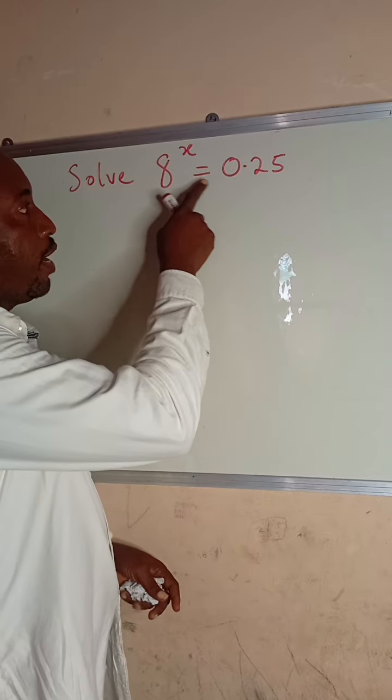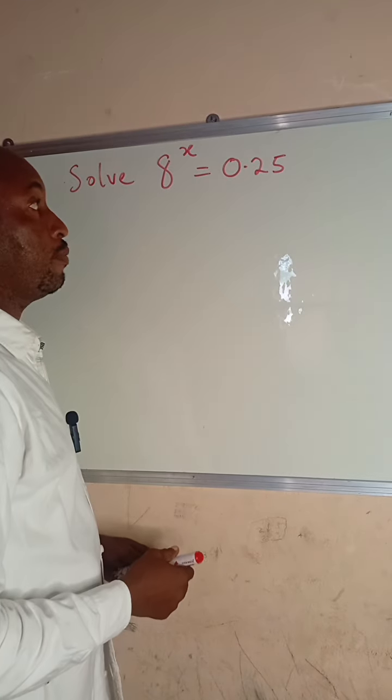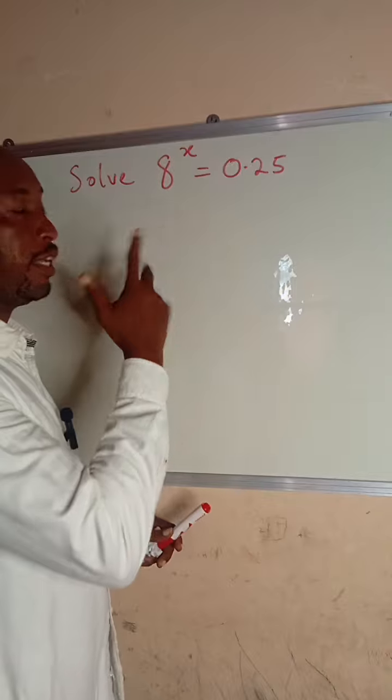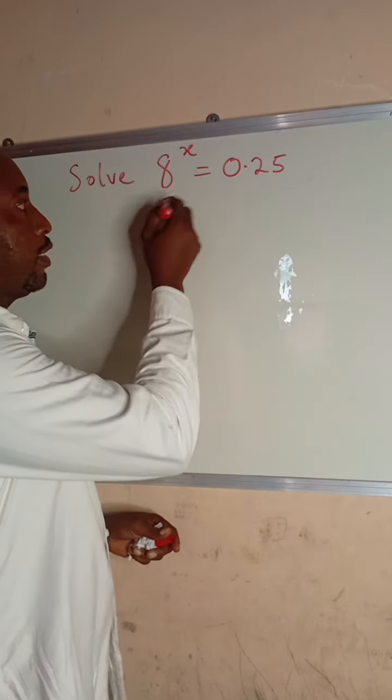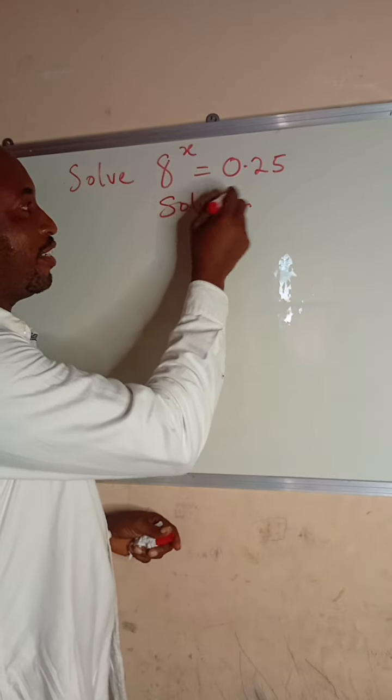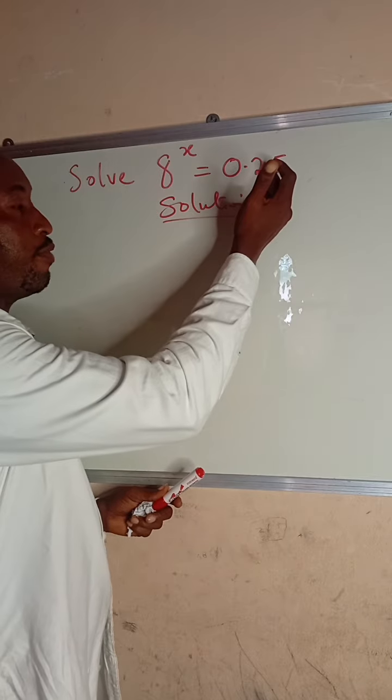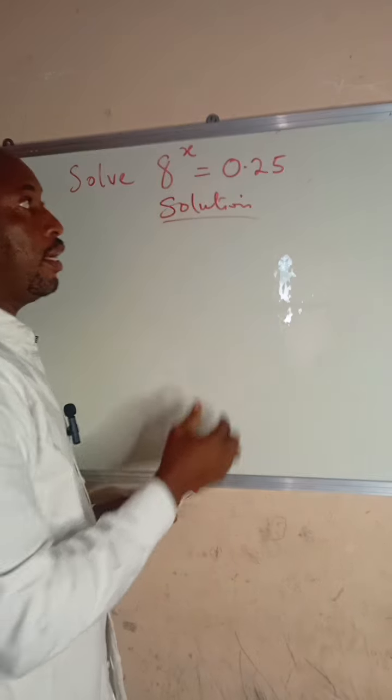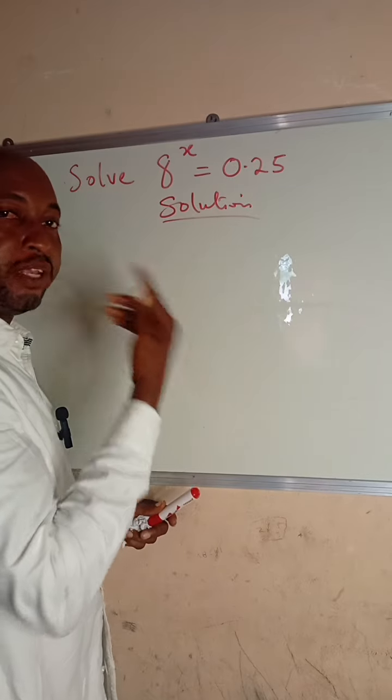Solve 8 raised to the power of x equals 0.25. Now, we'll solve this mathematics in less than no second. We'll start by saying solution. Now, if you look at this, to my left, I have the value 8. To my right, I have the value 0.25. Let's see how we can make this give us a base of 2.